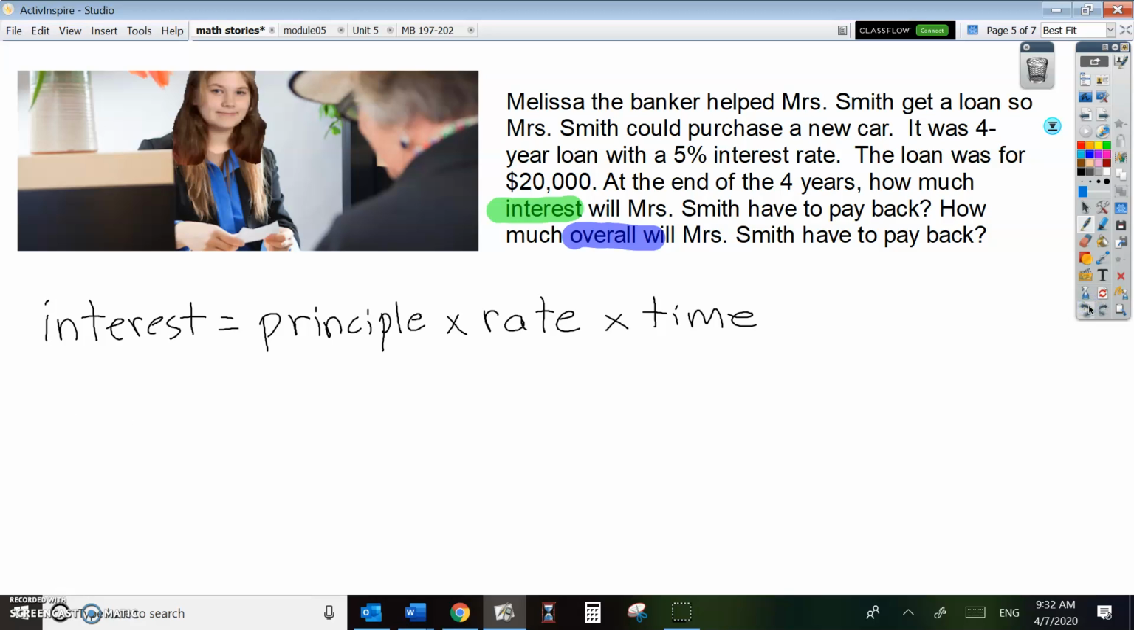So for this problem, the principal is $20,000. That's the amount of the loan. The rate is 5%, and the time is 4 years.